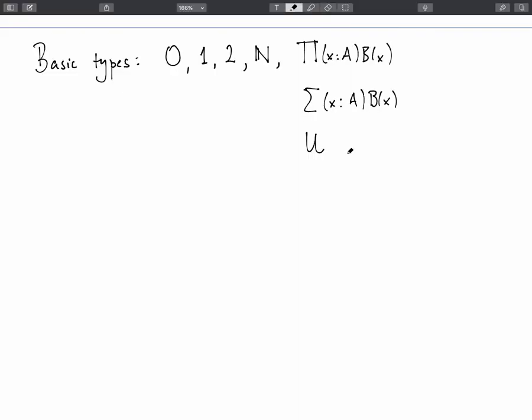Okay, Jaka will wander in eventually. He can live without the empty type and the unit type. So. Okay, so let's see.